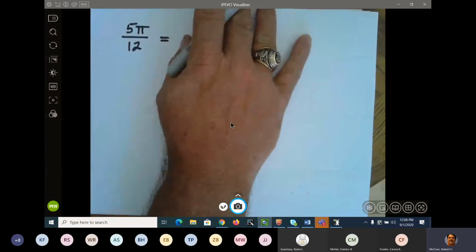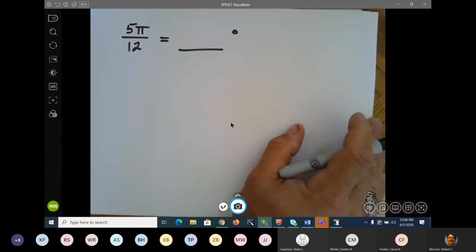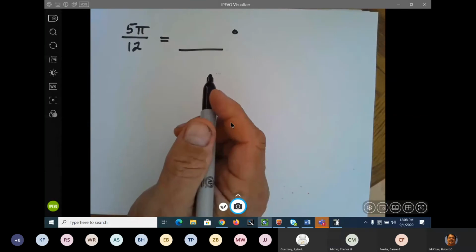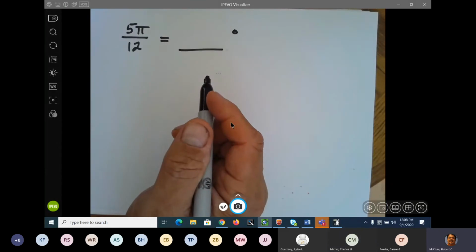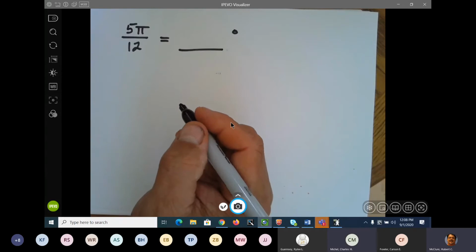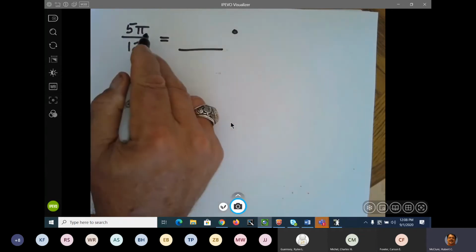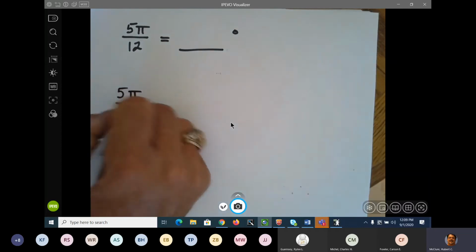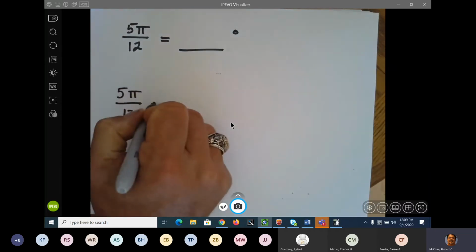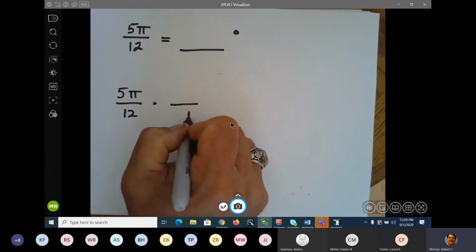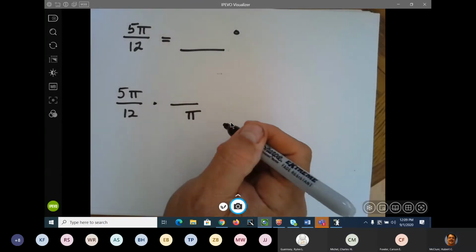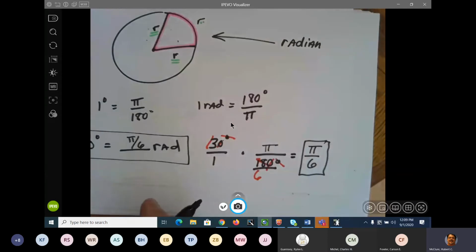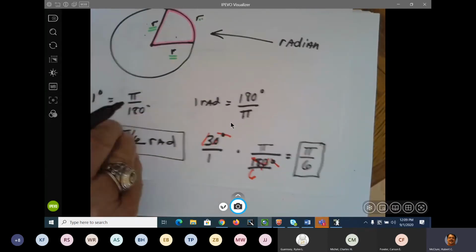Somebody tell me, what unit do we know? Not what do we want, what do we know? Radians. We got radians right here. So 5 pi over 12. Somebody tell me what I got to have in my denominator over here. Pi. So which one of those two has pi in the denominator? 180 over pi.